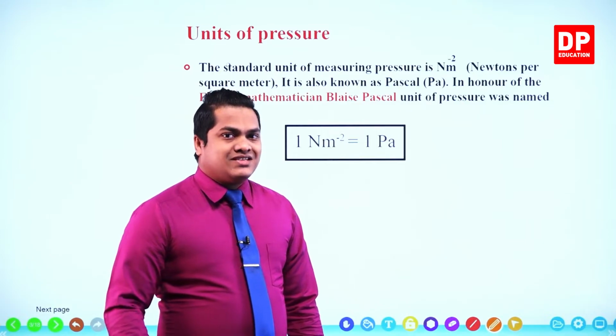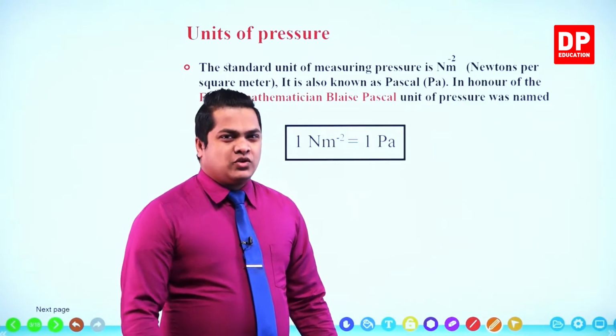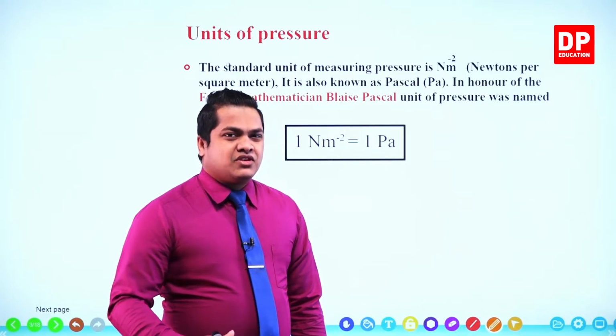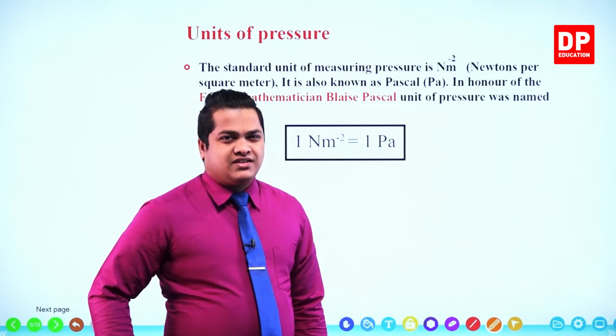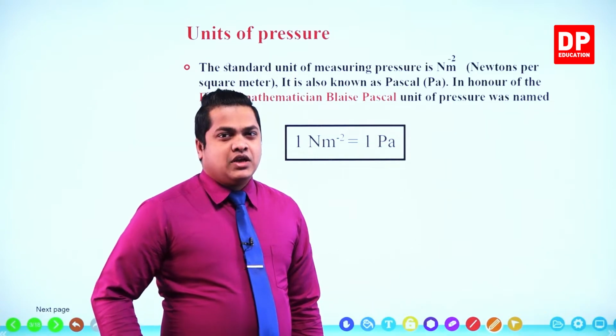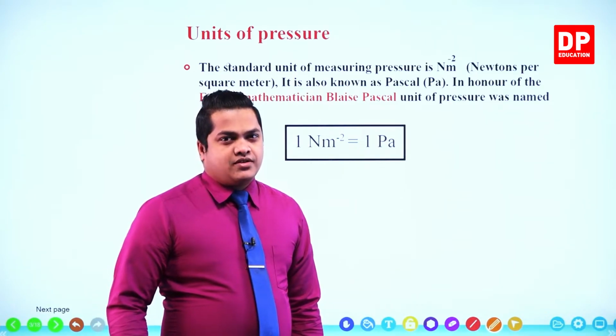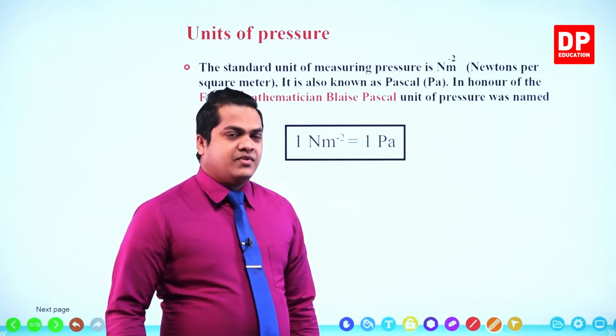So my dear children, these are the 2 basic units that we use to measure pressure. However, the 2 units are the same. We give a special name, pascals, for newtons per square meter. That's the only difference which can be identified here. Both newtons per square meter and Pascal refer to the same thing.